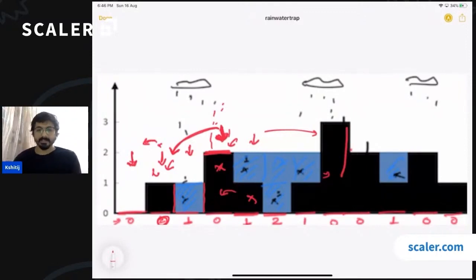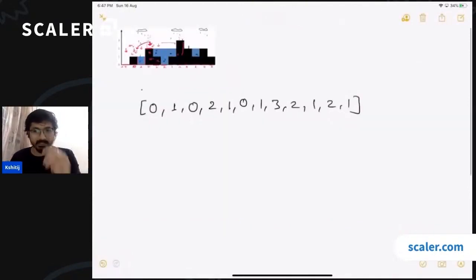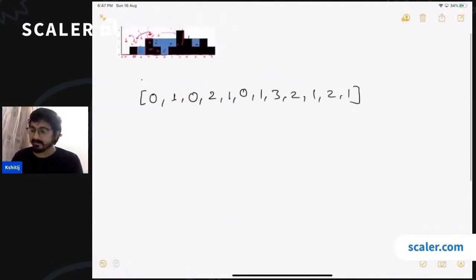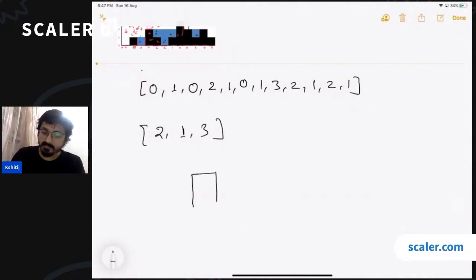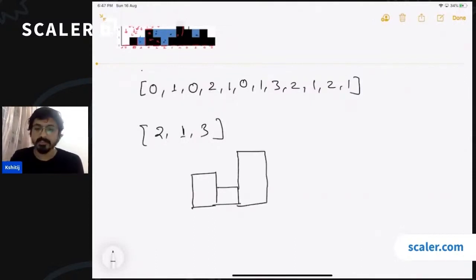So we have determined that some of the bars will not be able to hold, but the bars which are holding the water, how much water is going to be there? Now to actually analyze that, let's consider a very simple example first. Let's say that the heights of the bars are 2, 1, and 3. So we have got a bar of size 2, then a bar of size 1, and then a bar of size 3. And we are talking about this middle bar. We have to identify the amount of water being trapped above this middle bar.